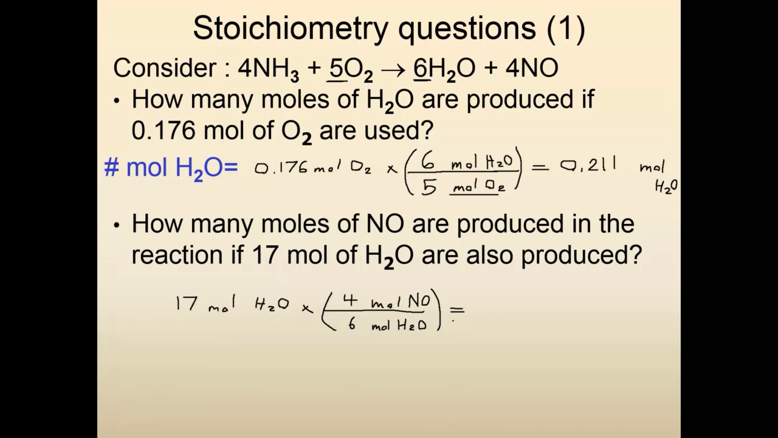And then all I have to do is multiply 17 times 4 divided by 6. And what does that give me? 11.3. Yeah, 11.333, except that this is only 2 sig figs to start. So I'm only going to end with 2 sig figs, so this will just be 11 moles of NO. Very good. All right, now let me have you guys try one.